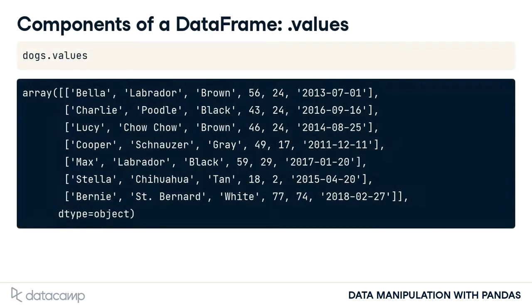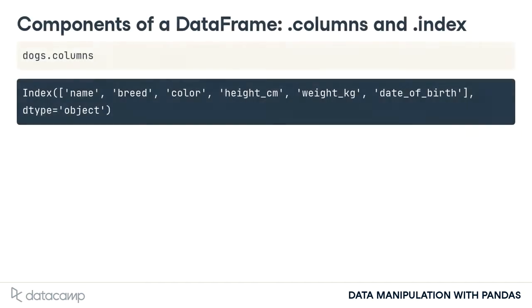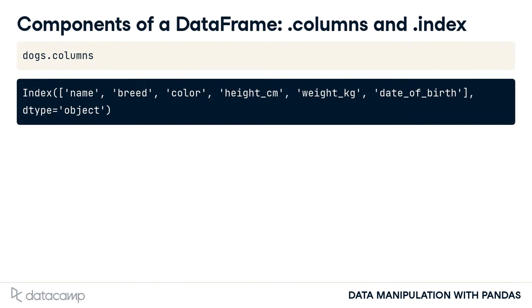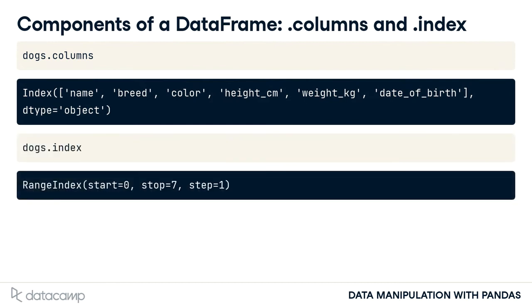Data frames consist of 3 different components, accessible using attributes. The values attribute, as you might expect, contains the data values in a 2-dimensional NumPy array. The other 2 components of a data frame are labels for columns and rows. The columns attribute contains column names, and the index attribute contains row numbers or row names.